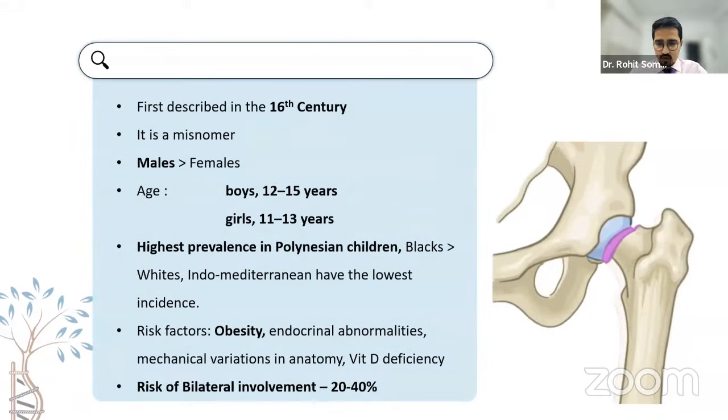So what do we know about SCFE? It was first described in the 16th century, popularly as a misnomer, as we very well know that the capital epiphysis continues to be in the acetabulum, and it is the femoral neck and the shaft of the femur that is displaced anteriorly and superiorly, most commonly. It is seen most commonly in males ranging from the age of 12 to 15 years, averaging around 13 years, and girls at around 11 to 13 years. Highest prevalence is seen in Polynesian children, and the least is seen in the Indo-Mediterranean population.